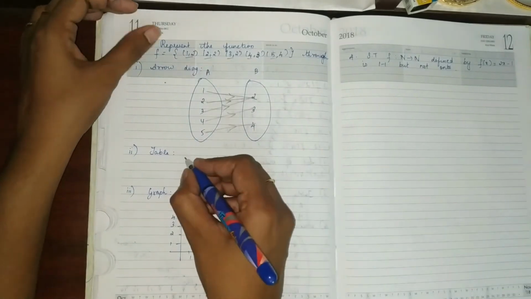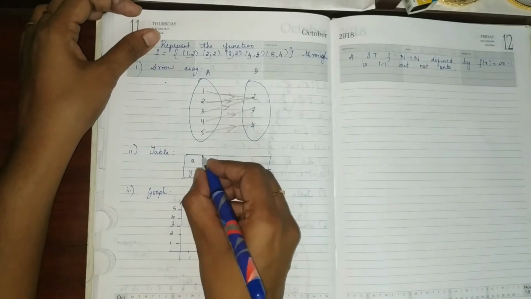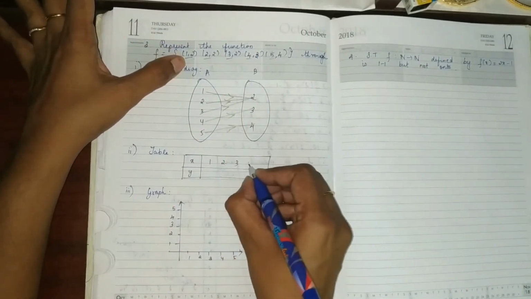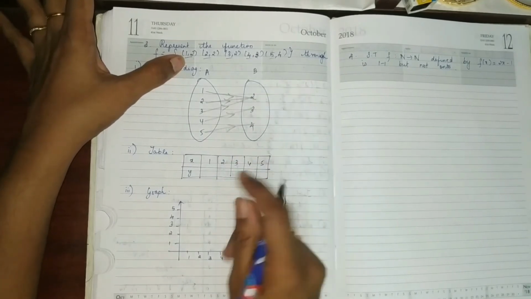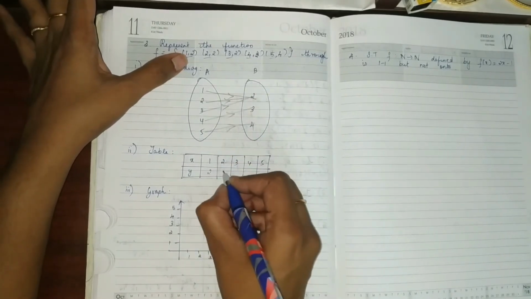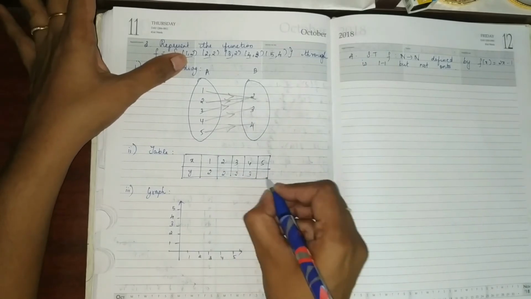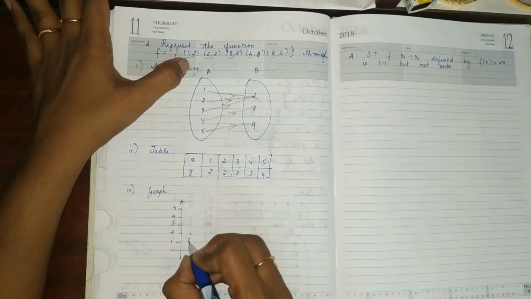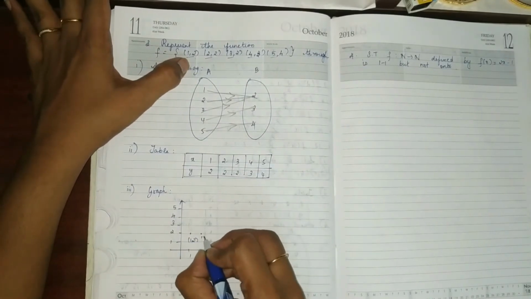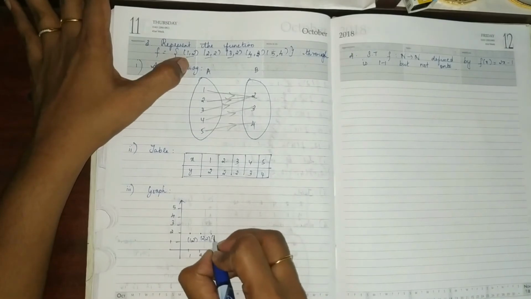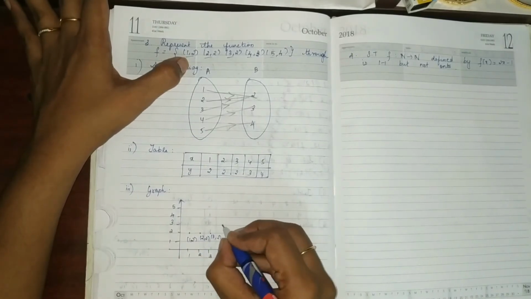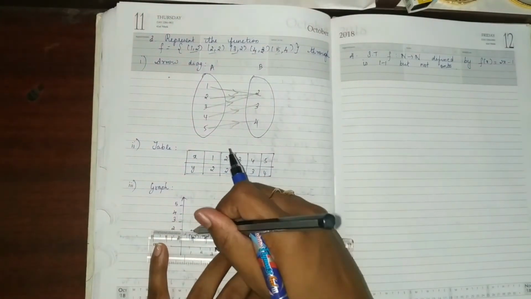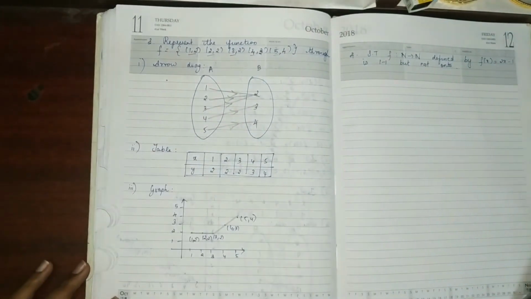Now for the table, write your x value and your y value. What is your x value? The first set, right? So 1, 2, 3, 4 and 5 you will have. Your y will be the codomain: 2, 2, 2, 3 and 4. Now the graph. So you have (1, 2), I'll plot it here, (1, 2), then (2, 2), then again (3, 2), (4, 3) and (5, 4). Just join them. So this is how you do the graph.